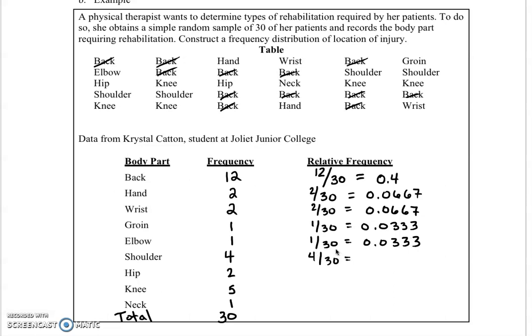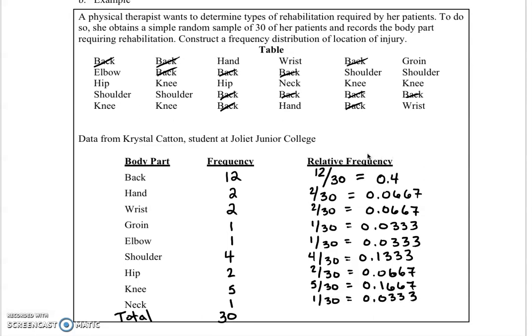4 over 30 is 0.1333. Then we have another 2 over 30. And I'm just getting these by putting 2 divided by 30 in the calculator. 5 divided by 30 is 0.1667. And the last one's 1 over 30, which is 0.0333.